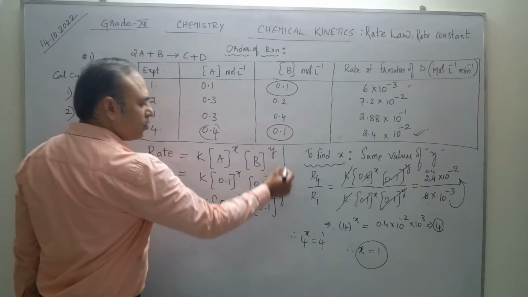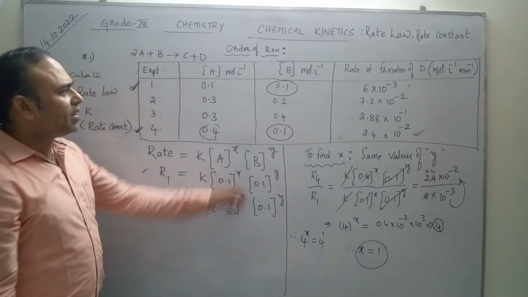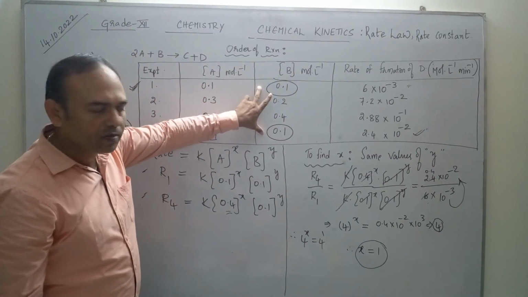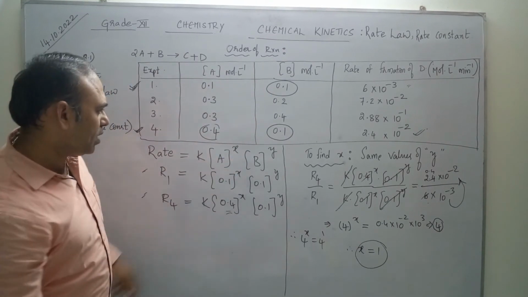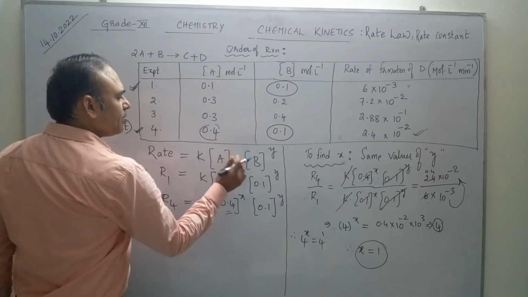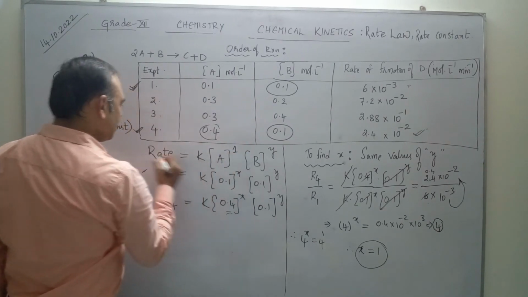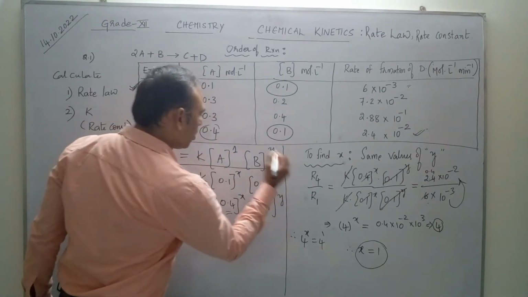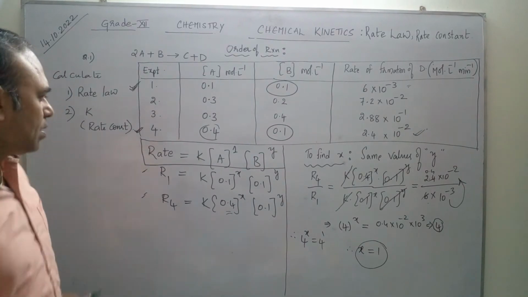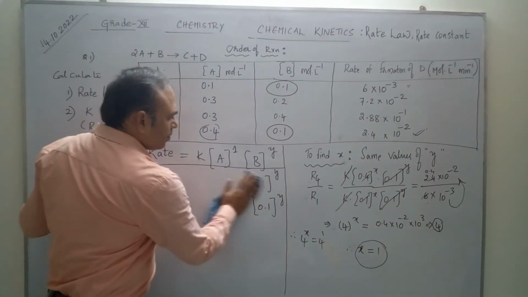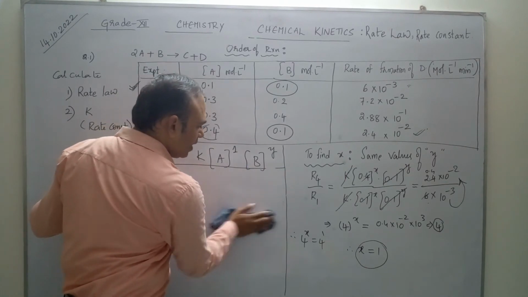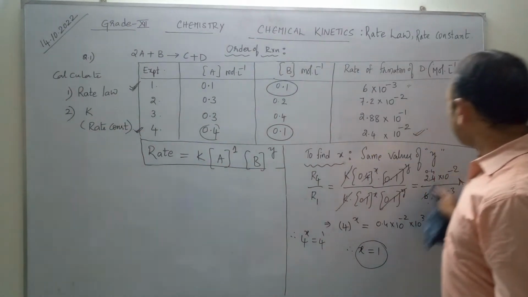Very simple. To find X, what we have done? We have taken the similar concentration of B to the power of Y. So we got the value of X as 1. So let us substitute X is equal to 1 in our rate law. Now next, hope you have understood this. Second one, how do you find Y?